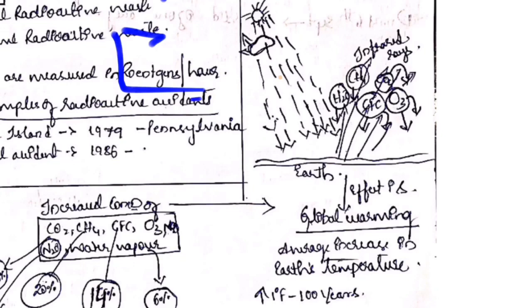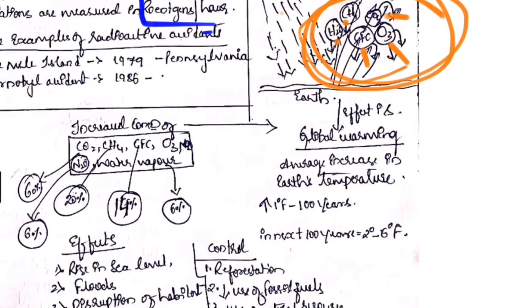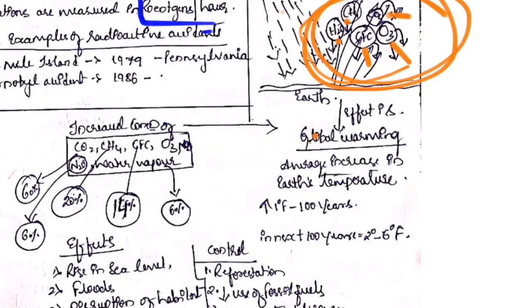Due to the increased concentration of greenhouse gases like carbon dioxide, methane, chlorofluorocarbons, ozone, nitrous oxide, the temperature is increasing more rapidly. So the normal temperature is crossing its limits and we are experiencing more heat within the environment. This is known as global warming, due to the increased concentration of these greenhouse gases. So the temperature is rising.